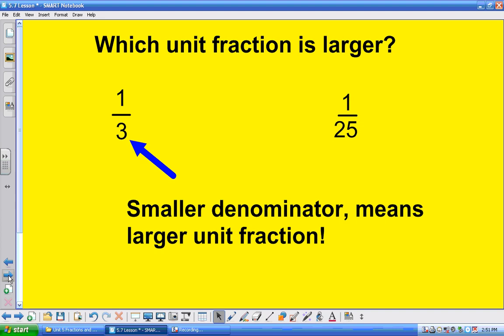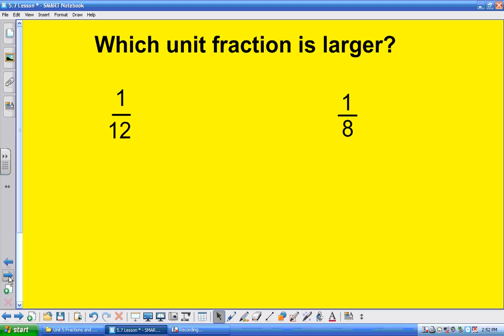Alright, so the smaller the denominator, the larger the fraction. Start seeing this now? Smaller the denominator, larger the fraction.